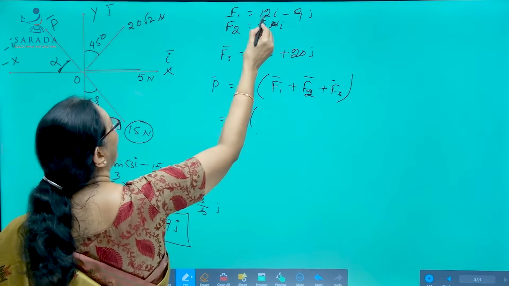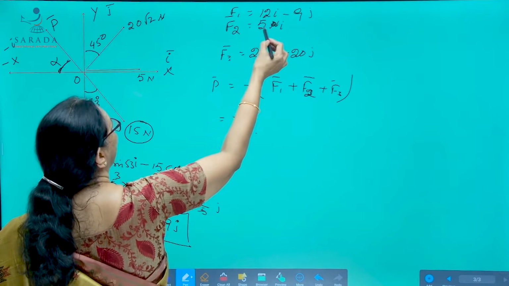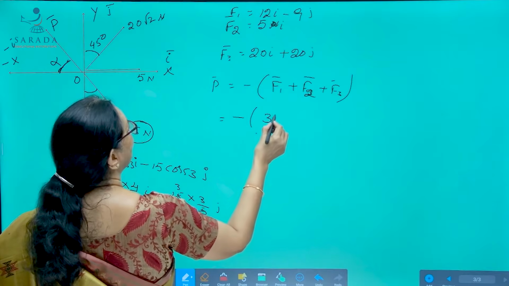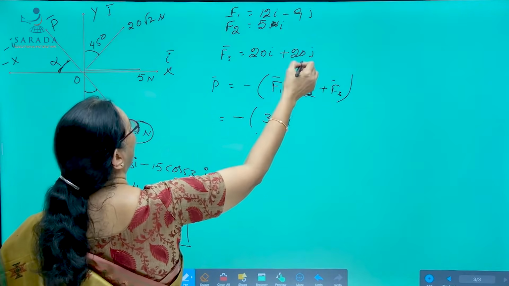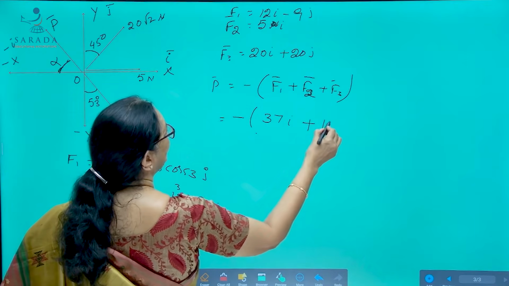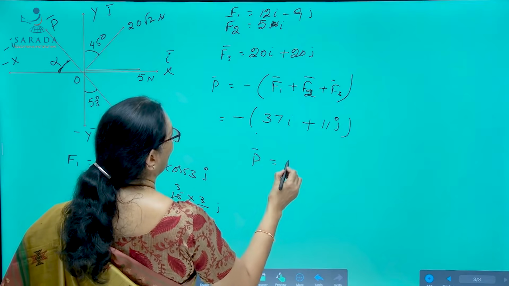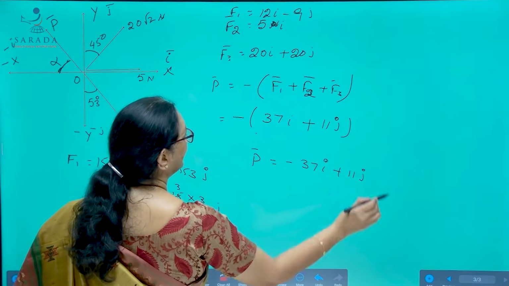So F1 plus F2 plus F3. 12 plus 5, 17 plus 20. It is 37 i bar, minus 9 plus 20 plus 11 j bar. So P bar is equal to minus 37i plus 11j.